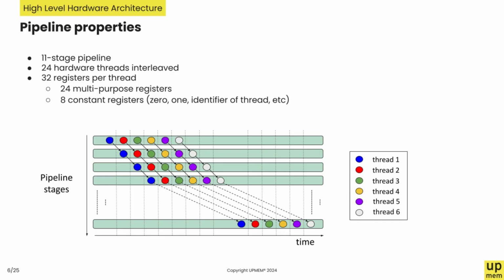16 is a nice number, obviously. It's a power of 2. And also because not all the threads are always able to run. Sometimes they're waiting for synchronization. Sometimes they're waiting for DMA access. And in that case, it's nice to have a few more threads that's going to sort of smooth over this slowdown due to waiting on stuff. Yeah, there are 32 registers per thread, 24 regular ones and 8 constant ones.